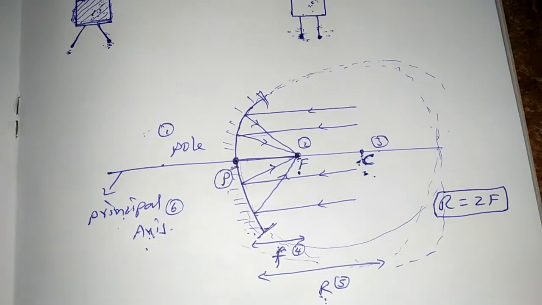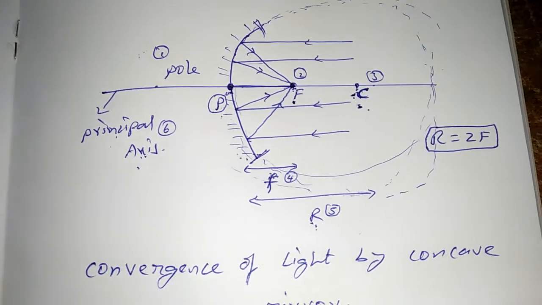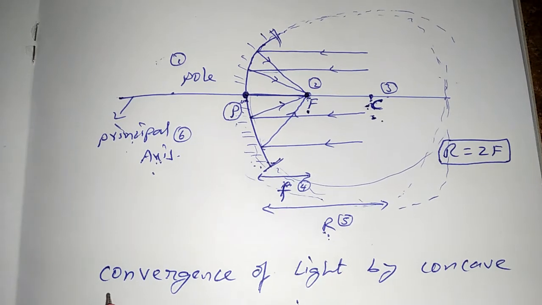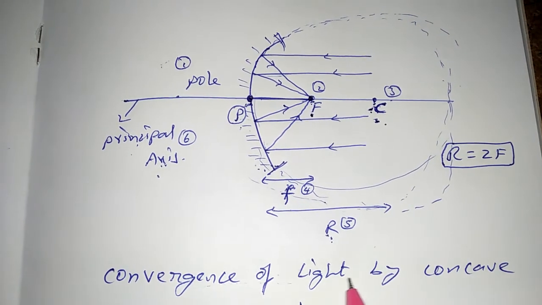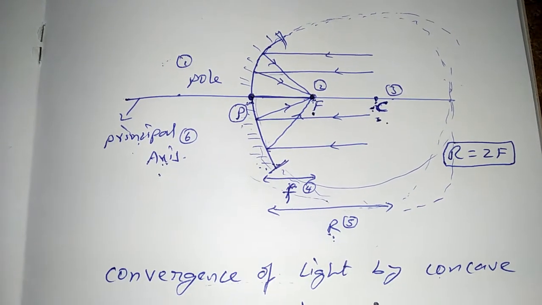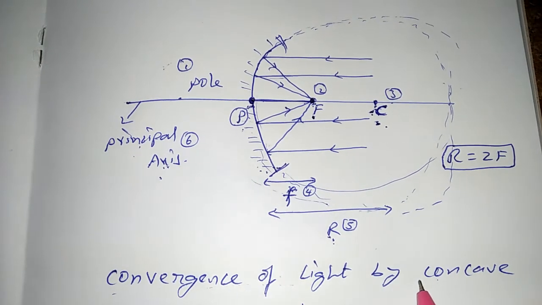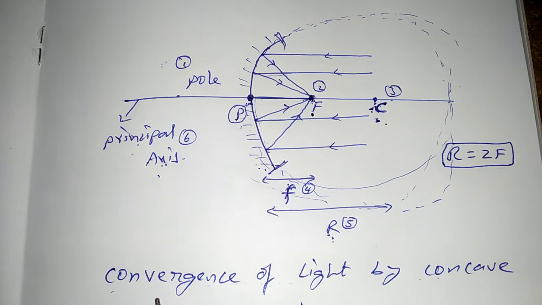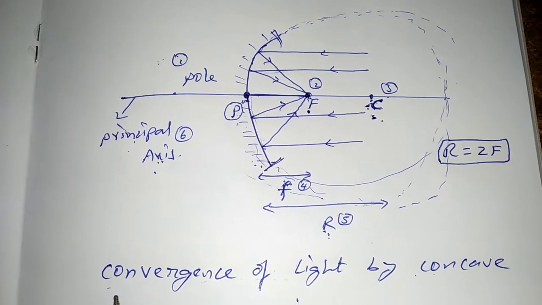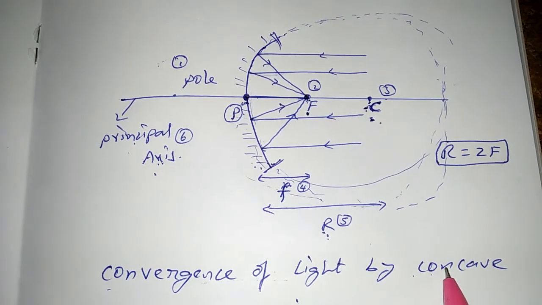Now we shall focus on concave mirror and convex mirror. In a concave mirror we can observe the convergence pattern of light, but in a convex mirror we can observe the divergence pattern. So first let us discuss the convergence pattern of light by a concave mirror.